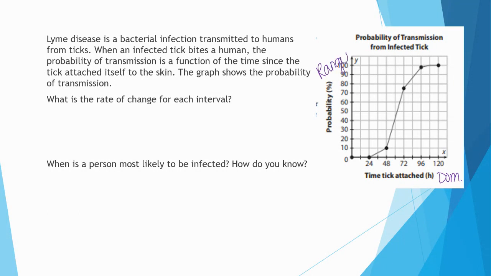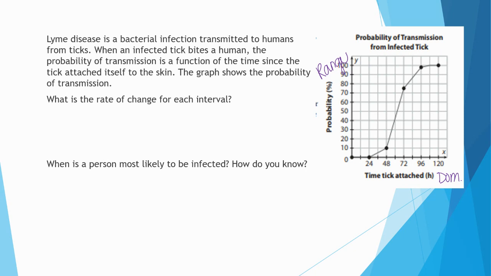And notice that the probability or the range is from 0% to 100%, right? That's the percent probability of anything. You have somewhere between 0% and 100%. You can't have negative 4% chance of getting Lyme disease. You can't have 150% chance of getting Lyme disease. So the range is pretty static there. The domain is what changes, the time that it takes to increase your probability of getting this, okay? So we've got a couple of different intervals.